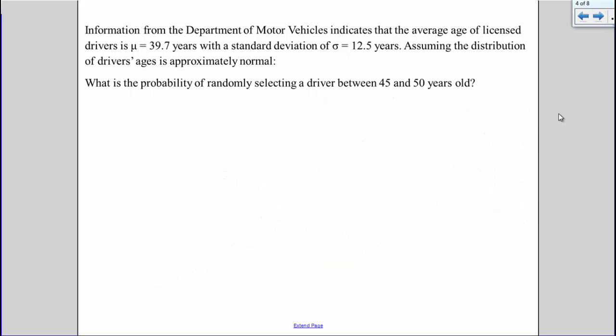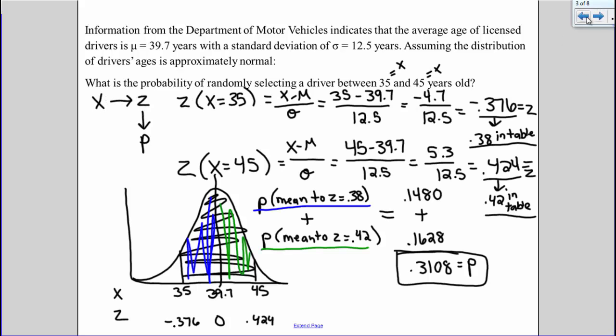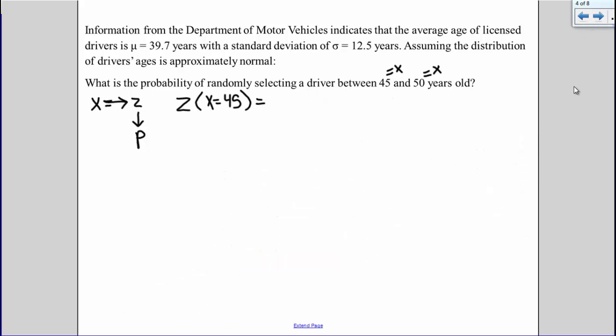Now this one's a little bit trickier because you don't have a situation where of the range of scores, one is below and one is above the mean. But we still are taking x, turning it into z with the formula, and then finding p in the table. And again, just like the last example, we have two x values. Now we've actually already found these z-scores. So z, when x equals 45, we found that in the last problem, right? So I'm just going to go ahead and write down that we already know it's 0.424.